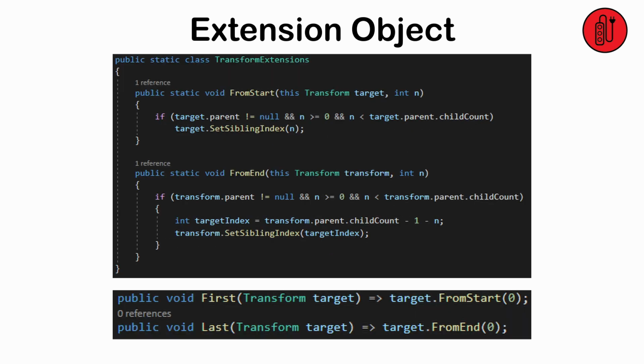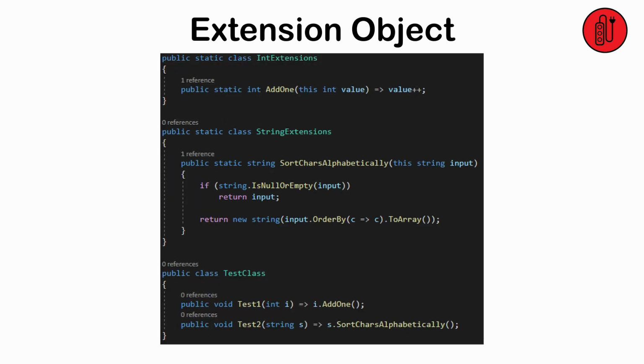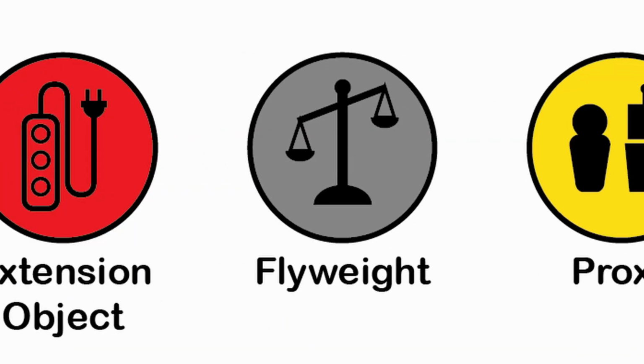For instance, extension methods are static methods belonging to a type or class that allow us to tack on additional functionality. A type like int or string cannot be modified, but their behavior can be extended, such as int.add1 or string.sort characters alphabetically.